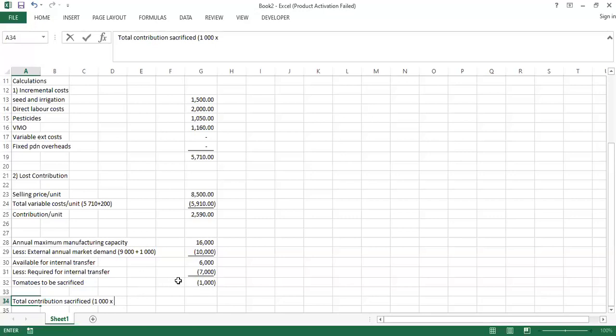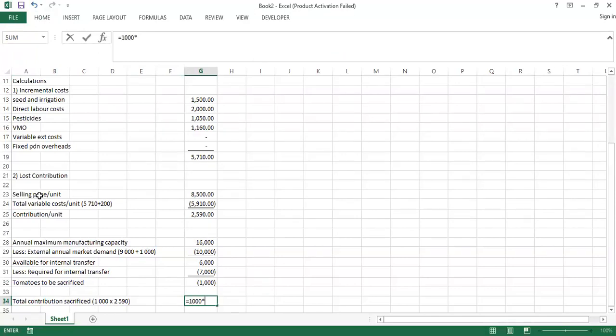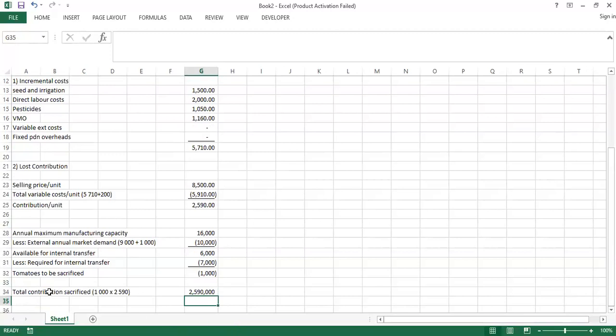So what contribution could we have been making? We would have been making 1,000 times 2,590. So if we multiply those two now, what are we going to get? Let's see. So here we are simply 1,000 times 2,590. This is basically what we are sacrificing in terms of totals.